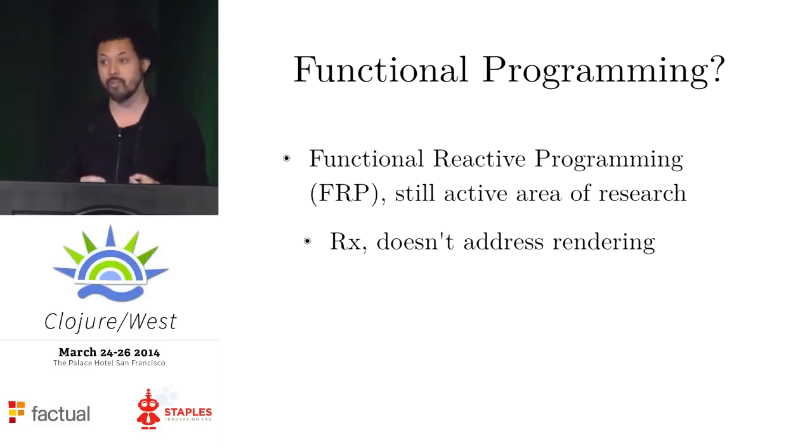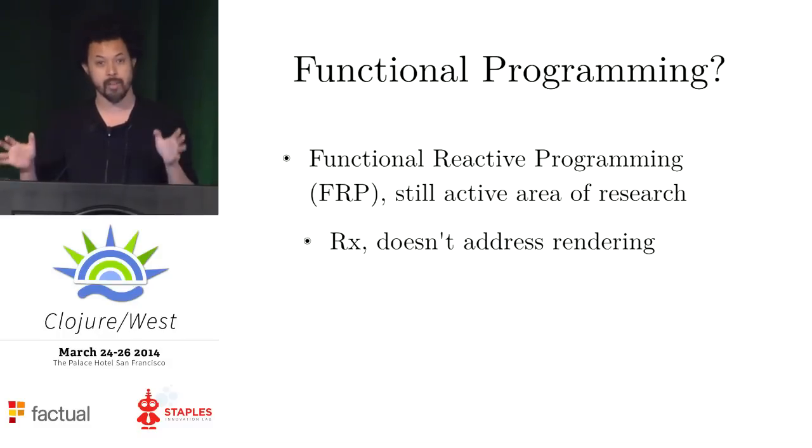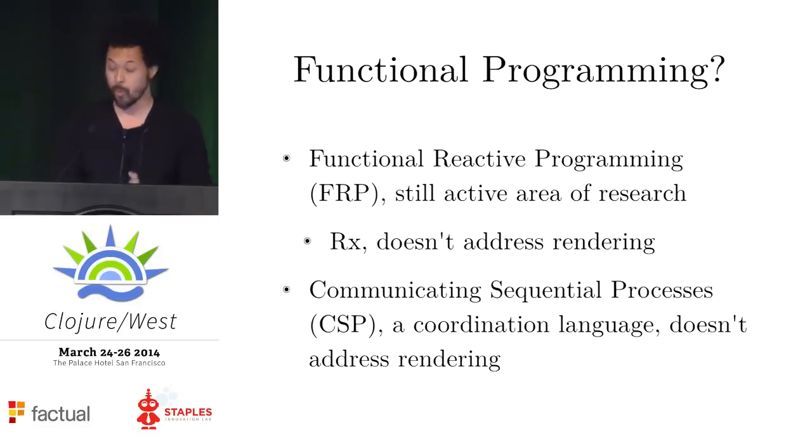There are object-oriented variations of this. Reactive Extensions is probably the one that's best known. But Reactive Extensions is very much a coordination language. They don't address the fact that you have to mutate something at the edges of your system. You have to render something. CSP, also, I think everybody here loves CSP. We like core.async. But CSP is also a coordination language. It does not address the problem that at the edges you're going to have to mutate something.